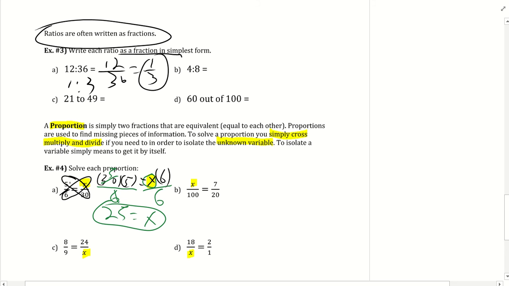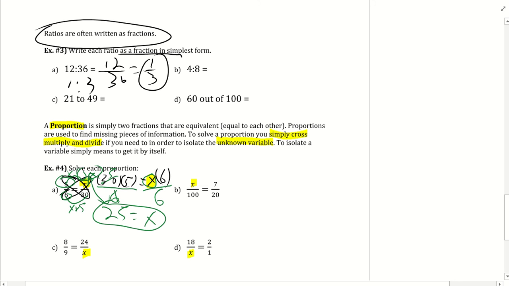Maybe you can see the pattern here as well. You can see here, to get from 6 to 30, we times by 5. So what do we remember? What we do to the bottom, we also have to do to the top. So if I times 5, we get 25. See how that would work there? So it's another way of looking at it too.